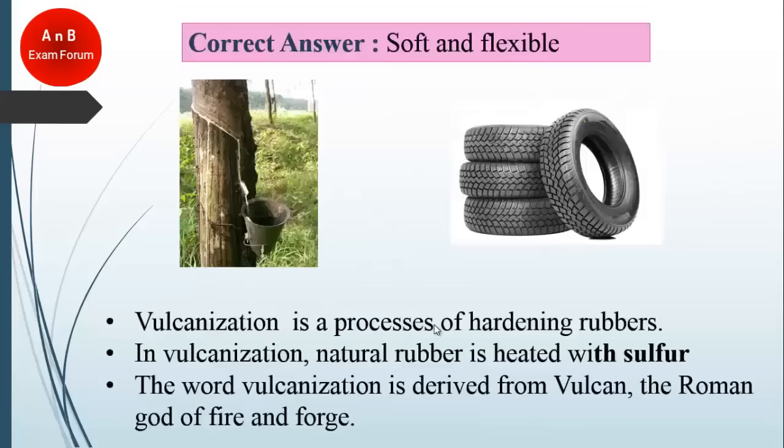So vulcanization is a process of hardening rubber. The rubber which we get from the tree, that natural rubber which we call latex, if we add sulfur to it while heating, that natural rubber is converted into vulcanized rubber. This term vulcanization is derived from the word Vulcan, the Roman god of fire and forge. So remember, vulcanization is a process of hardening rubber. When natural rubber is heated with sulfur, that rubber is called vulcanized rubber. And this is commonly used in making tires, right?